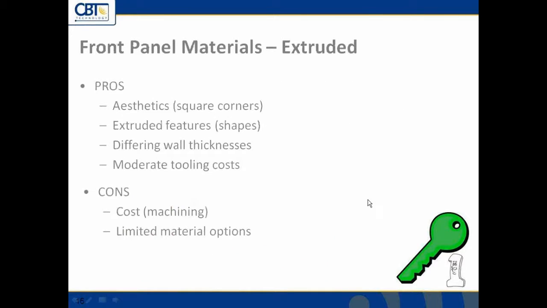Front panel pros and cons from an extruded standpoint. Again, sort of subjective, but the aesthetics, you know, you've got the square corners and other features that can be built right into the profile itself. So that's a positive thing. And we would consider all those extruded features to be a pro, for instance, over the sheet metal technologies. Having the opportunity for differing wall thicknesses is good.